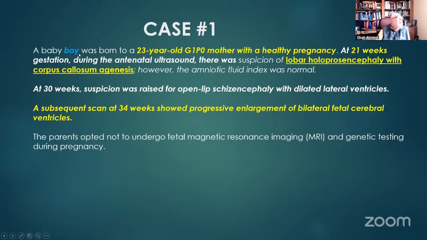So we have a boy, mom is healthy, 23-year-old, gravida 1 para 0. At the gestational age of 21 weeks, they did sonography, ultrasound, and they were suspecting lobar holoprosencephaly with agenesis of corpus callosum. What is holoprosencephaly? I need an immediate answer before you go to the AI.